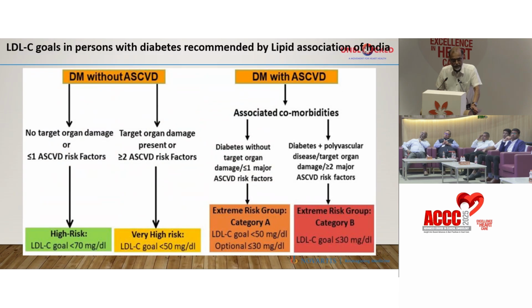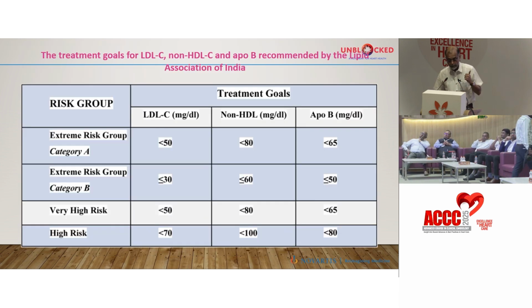So looking at the LDL goals in diabetics, you have with or without ASCVD, high risk, very high risk, extreme high risk categories, and LDL in the extreme high risk, less than 50 and less than 30 milligrams percent, are the goals of therapies. What about the non-HDL cholesterol and the ApoB levels? You have these depending upon the categorizations, varying from less than 60 to less than 100 for the non-HDL, and less than 50 to less than 80 for the ApoB values.